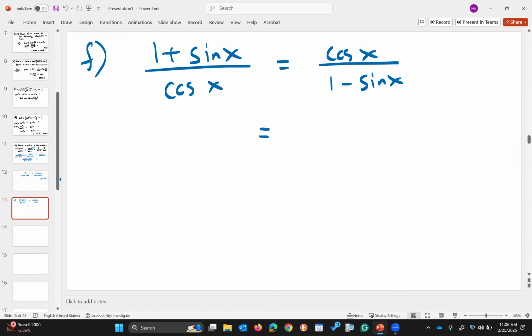But what I'm gonna do, I'm gonna keep this side like this, and I'm gonna multiply. I'm not multiplying across the equal sign. I'm just multiplying one side of the equal sign. I'm gonna multiply this guy by cosine of x over cosine of x.